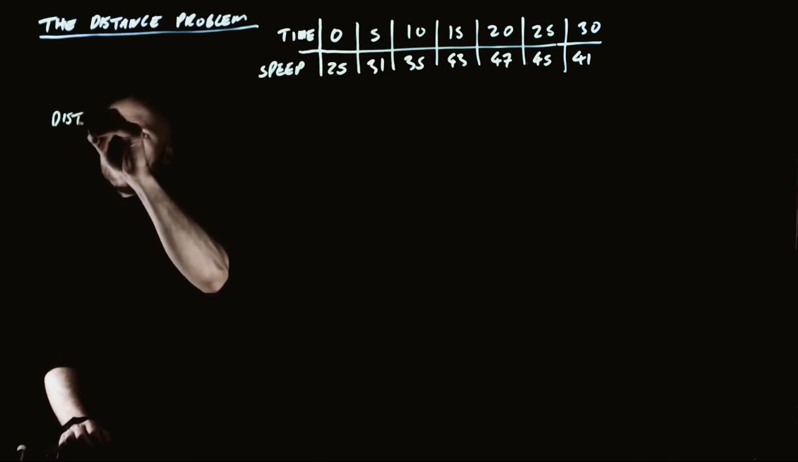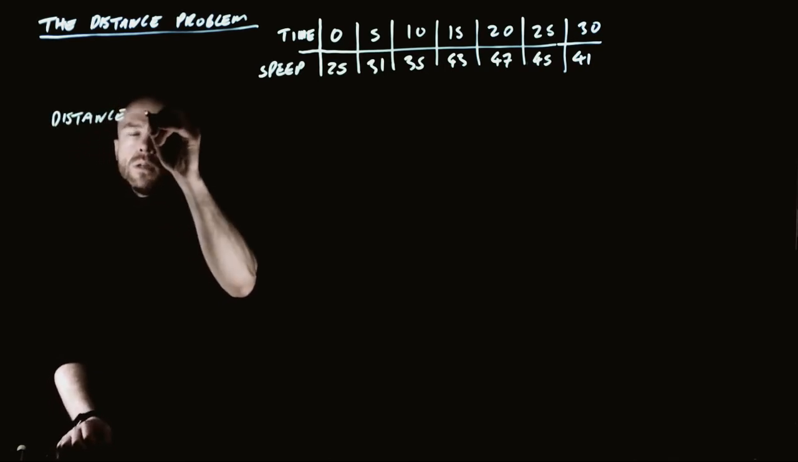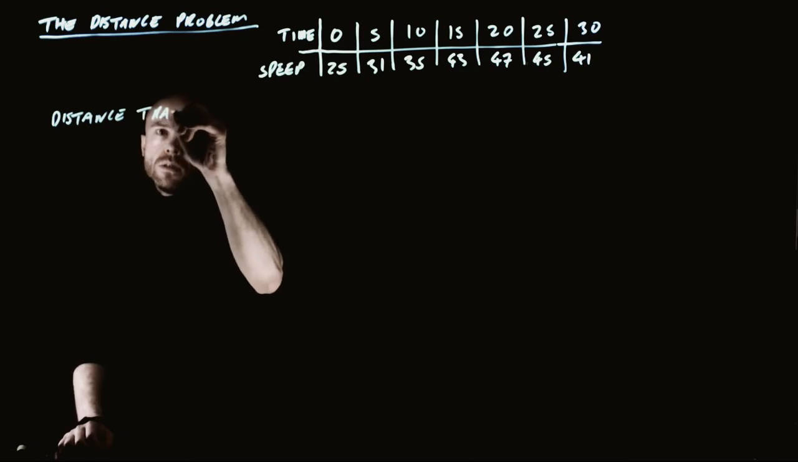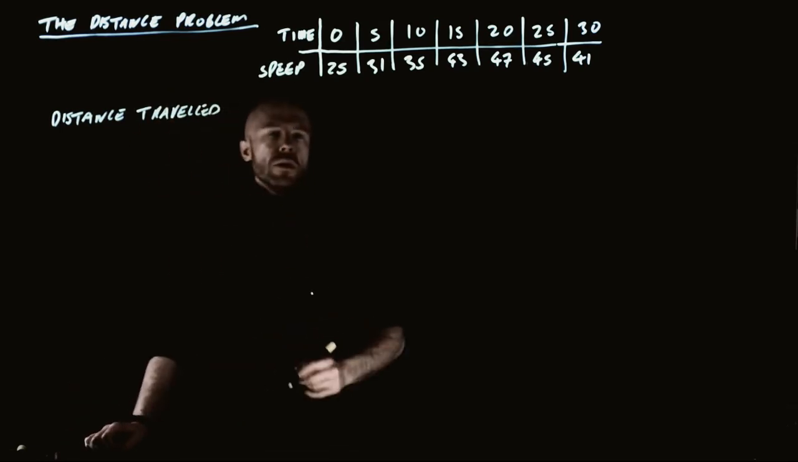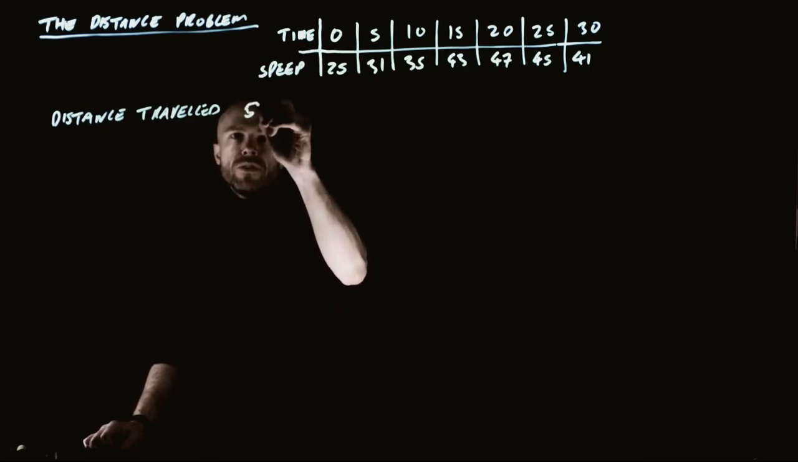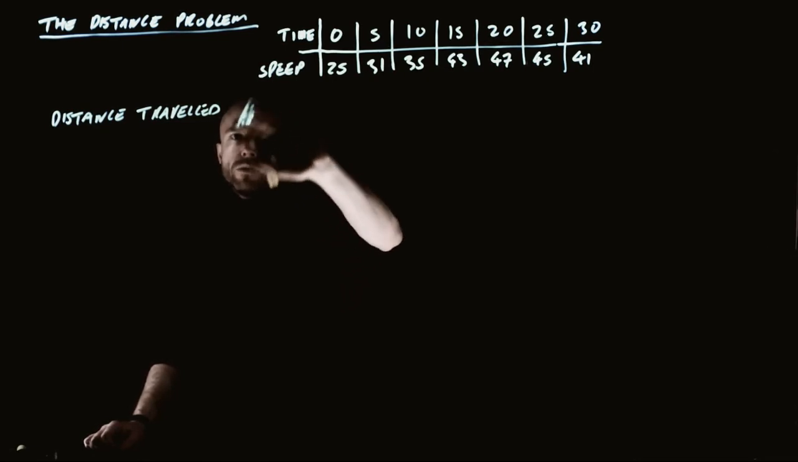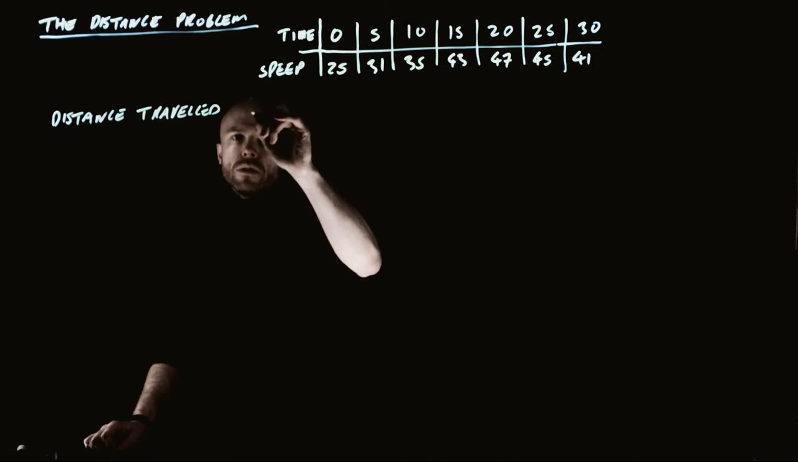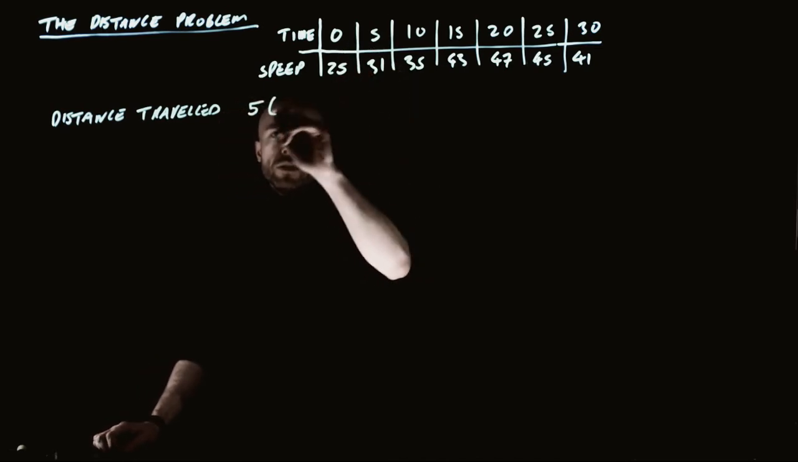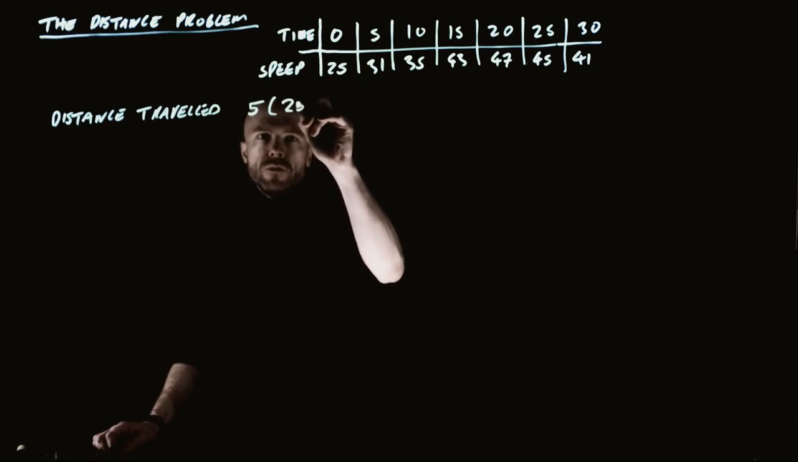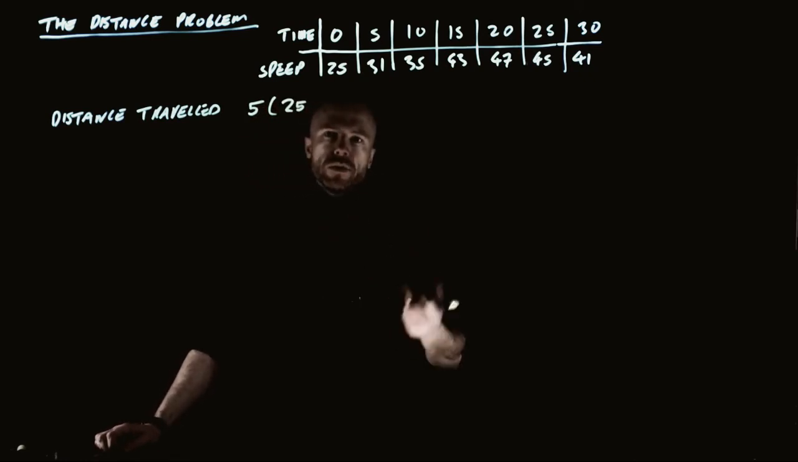So, distance traveled. We're going to multiply everything by 5, right? Let's do a proper 5. And then we're going to put the speeds here. So from 0 to 5, it's 5 times 25. So this is the first bit of distance traveled we can calculate.